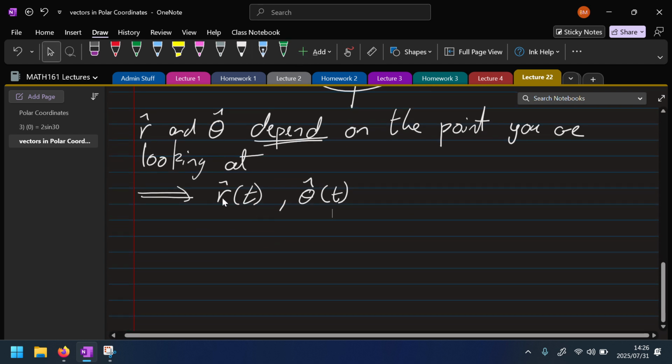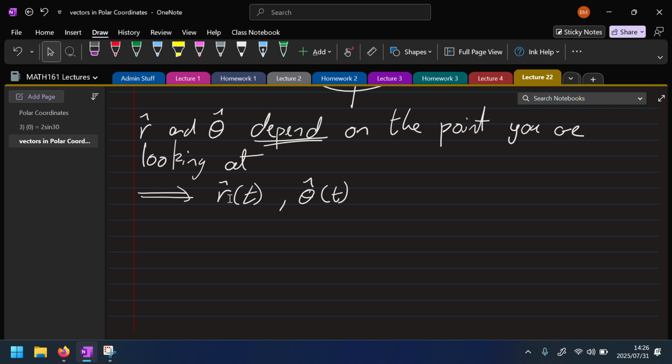So what is r hat going to be? The way we define unit vectors, I'm sure you've done that in the 132. To define r hat, we take the vector r and we divide by its length. That is the definition for the unit vector. Whatever vector you're given, if you want to make it into a unit vector, you're going to take the vector and divide by its length.